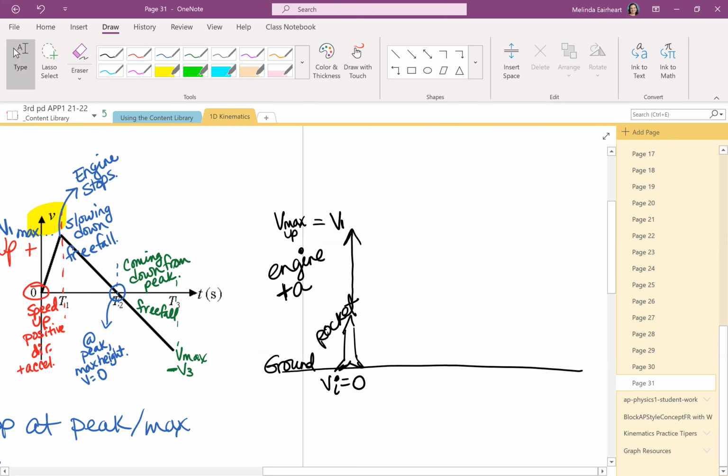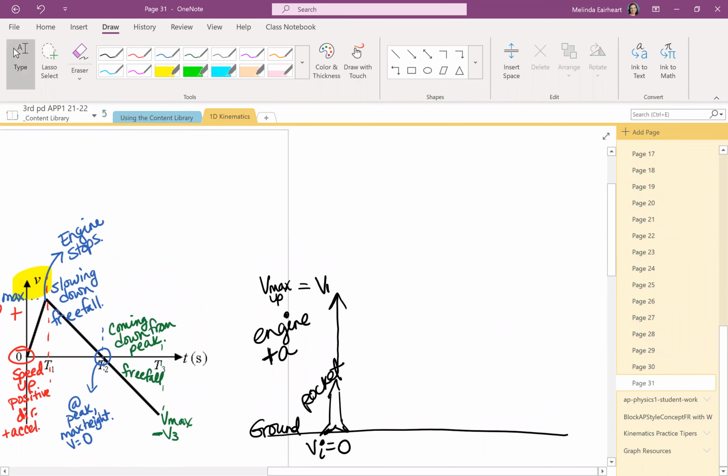And at that point, what happens? The engine turns off and the rocket becomes what? An object in free fall. And so in free fall, now the object is going to start slowing down. So here we're in free fall, and it's going to have a negative acceleration. Now, by the way, did they tell us that the engine had like 5 times the acceleration of gravity? We don't know if this is a weak engine or a strong engine, but we know direction, right? The engine gives a positive acceleration, but free fall has that negative acceleration due to gravity.